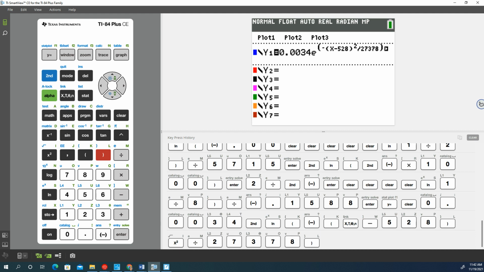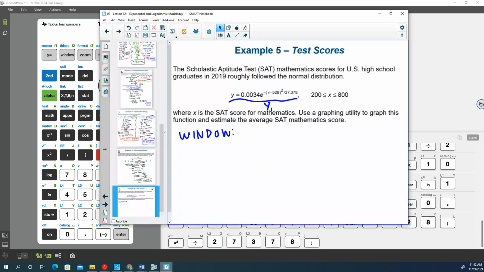Straight line as of right now. Yeah, because you didn't follow directions correctly. Look at the range here. It's saying that X, which is representing the actual score, ranges from 200 to 800, so you can't score lower than a 200 on the SAT. I've never taken the SAT, so I'm not quite sure how it's scored. So we're going to do our window for X from 200 to 800.